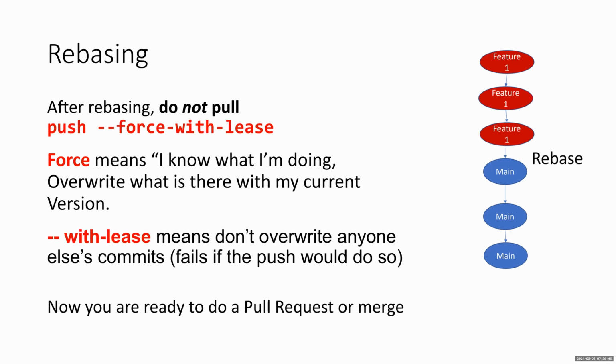Now that's a bit risky because you can overwrite someone else's commits as well. So I recommend that you always use --force-with-lease. Force with lease says, go ahead and overwrite my work with what I have because I know what I have. But if you're going to overwrite anyone else's commits, then just fail. Tell me that you couldn't do it. Once you have done that, you're ready for a pull request.